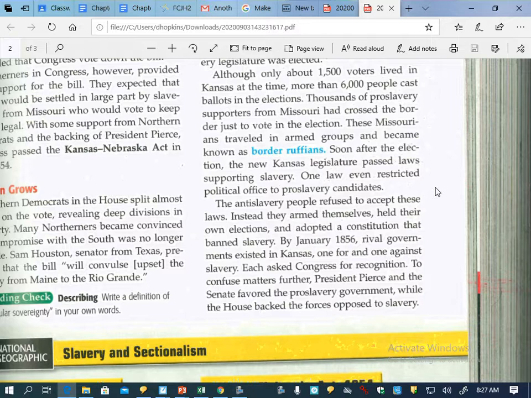In January of 1856, rival governments existed in Kansas, one for and one against slavery. Each asked Congress for recognition. To confuse matters even further, Franklin Pierce and the Senate favored the pro-slavery government, while the House backed the forces opposed to slavery.